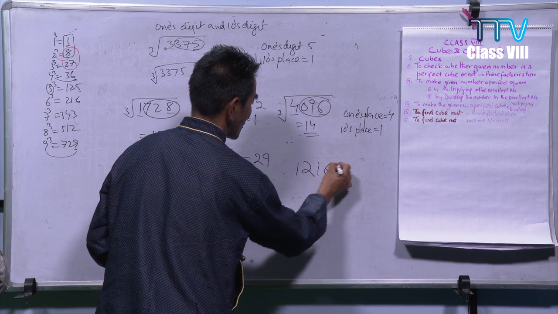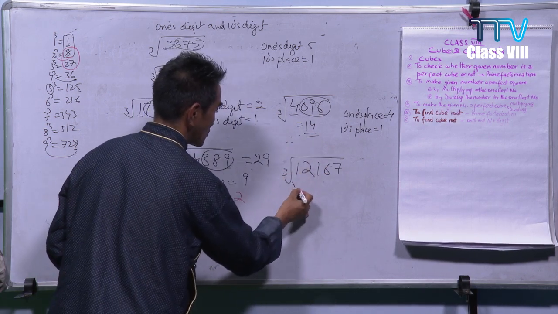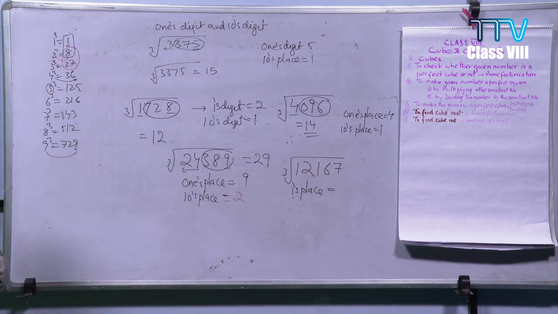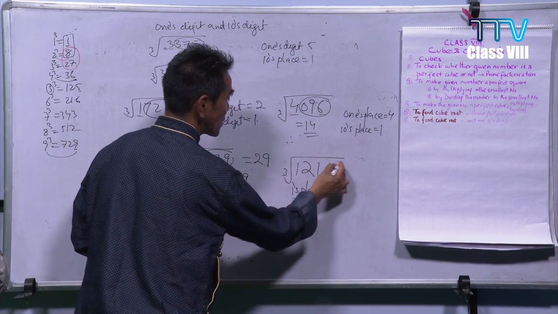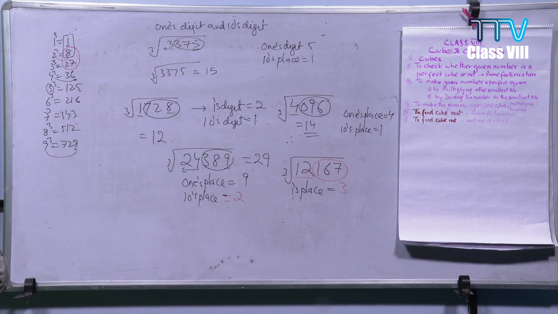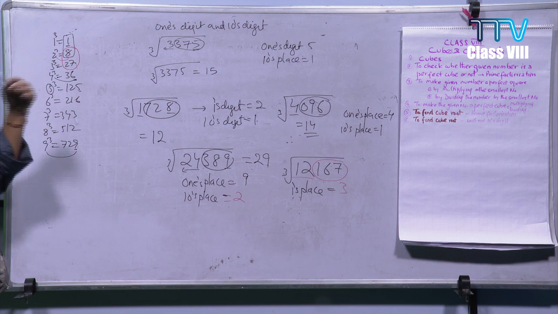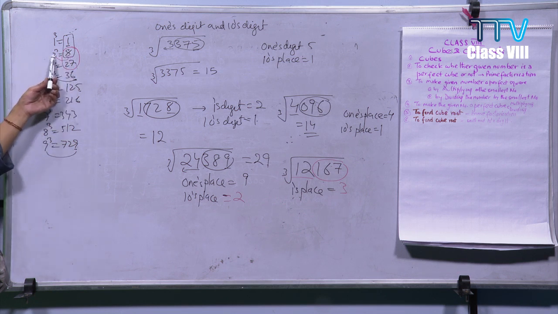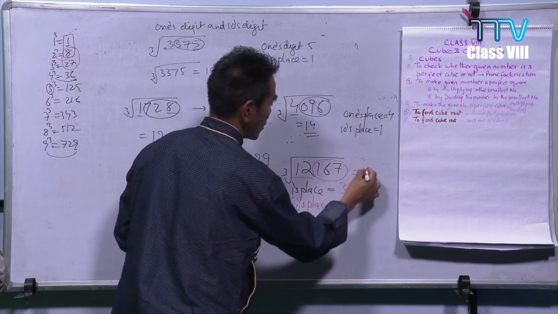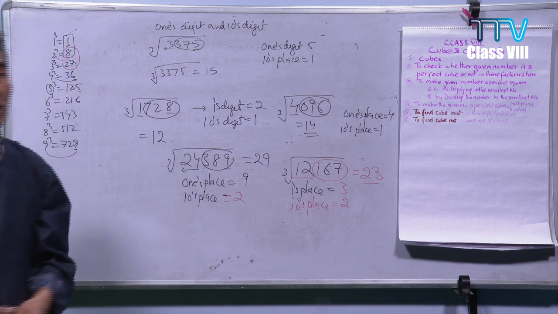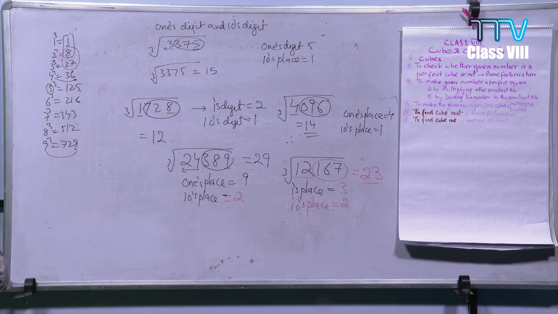Next, 12167. Here the one's place is 7, so the unit is 7, which cubes to end in 3. So the one's place is 3. For the tens place, in 12 there is 8, which is the closest cube order, and 8 is the cube of 2. The tens place is 2. So the answer is 23. Let's check: 23 multiplied by 23 multiplied by 23 is 12167.